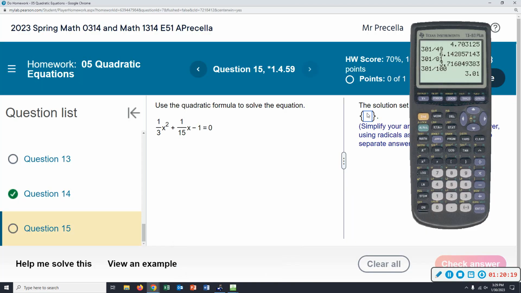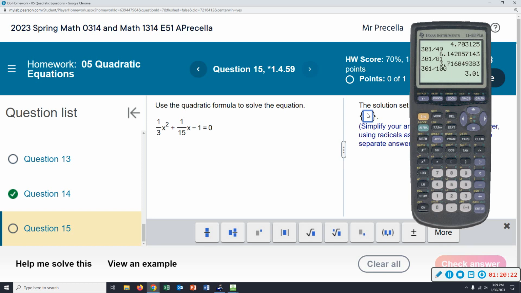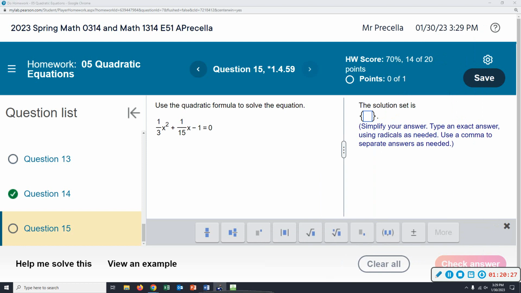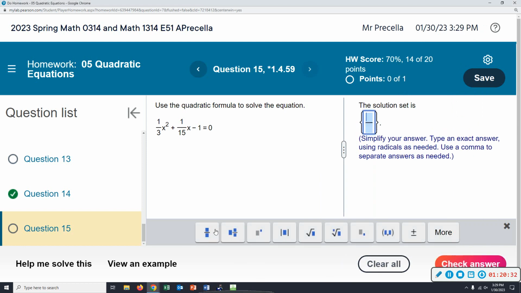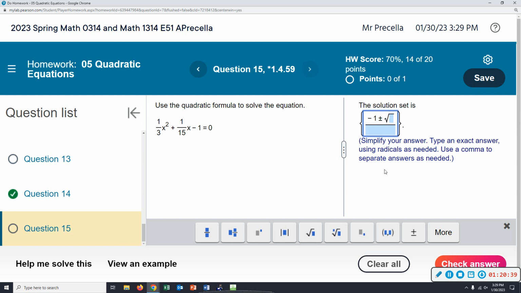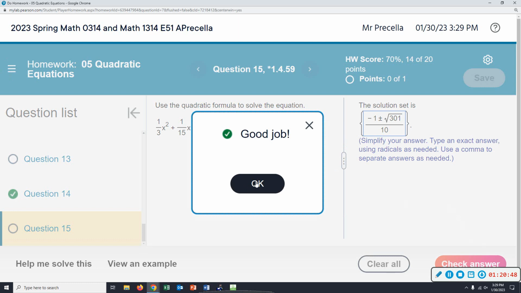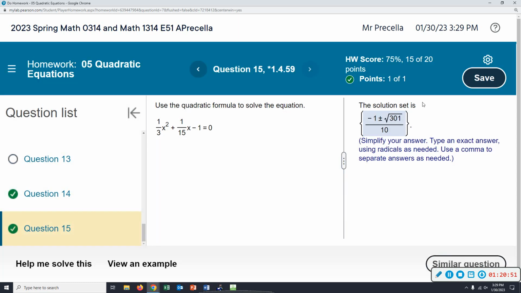Oh, let me get rid of this. Oh, it's so messy. Since it's a big fraction, I'm going to use this bar. Negative 1 plus minus square root of 301 all over 10. Okay, and if I separated it, it would have taken that too.